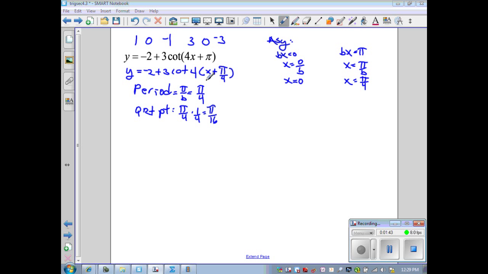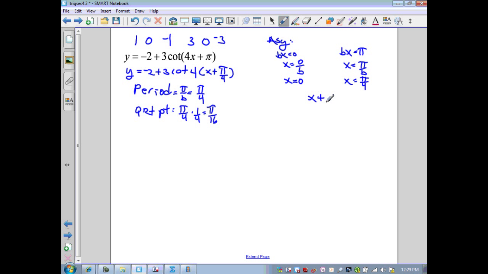When my function has a quantity on the interior of the function, that tells me I'm going to have a phase shift to the left or right. Therefore, I have to set that quantity equal to 0 and solve. So x plus pi over 4 equal to 0 and solve. That gives me a negative pi over 4. Therefore, my graph will have a phase shift to the left because of the negative value.